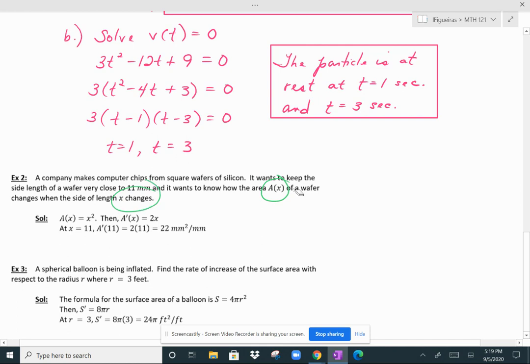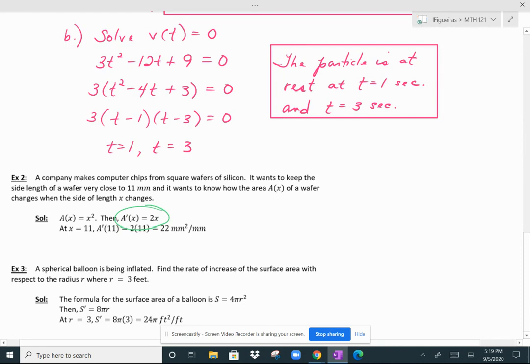Okay, so you need a formula. We know it's a square, so that means that both sides are equal. So if I let the side be x, as stated here, area is a function of x, my formula is A of x is x squared. Okay, the derivative is very straightforward, power rule. A prime of x is equal to 2x.